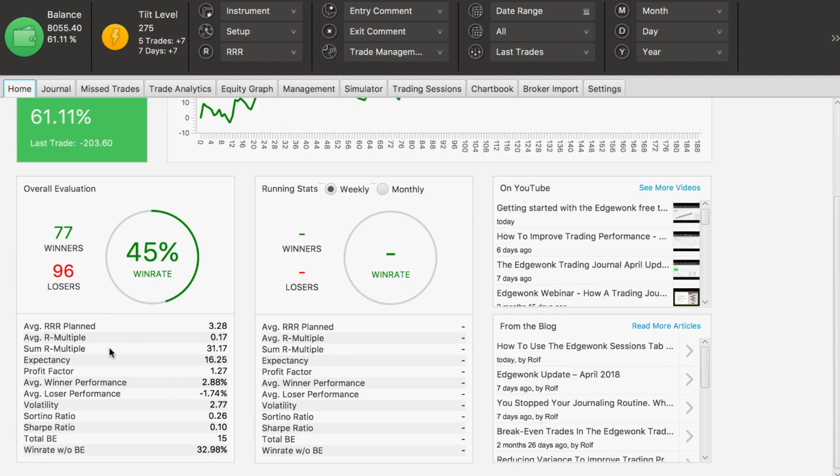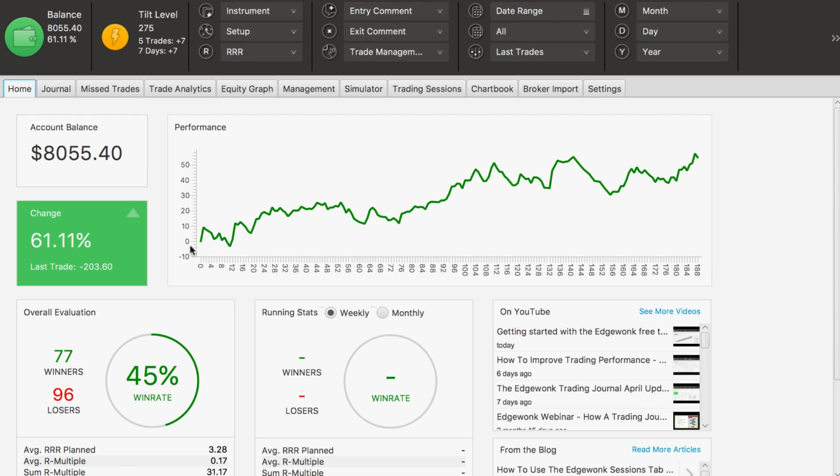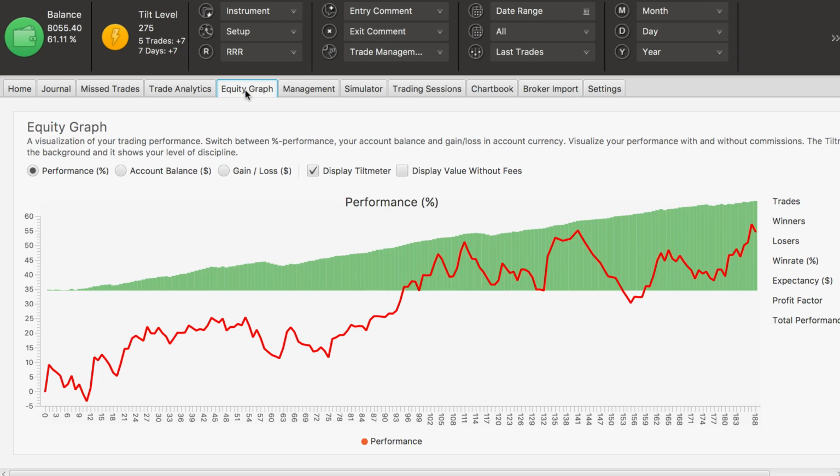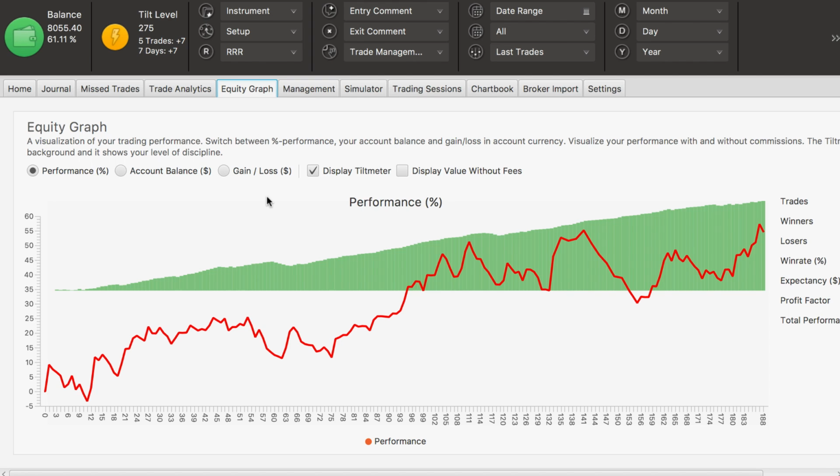188 trades. The win rate is acceptable. The statistical breakdown here looks very promising as well. His average winning trades are larger than his average losing trades, which is also a very good sign. So at first glance, it looks quite nice. Then I want to first start here in your equity graph, and that's always a good starting point.